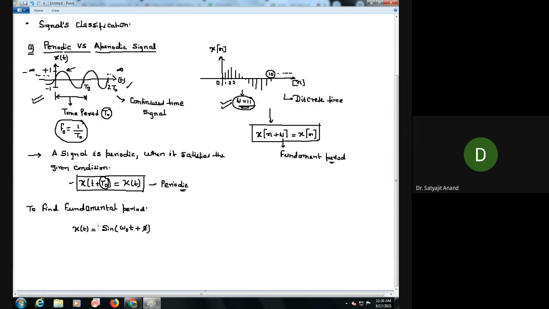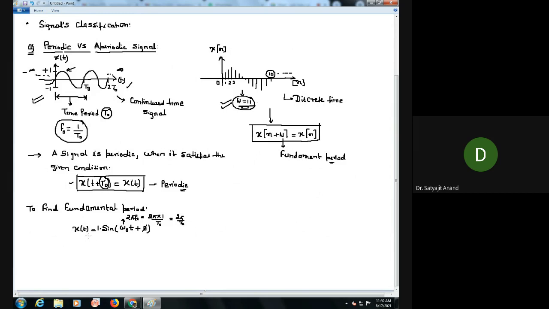So here magnitude is 1, so you mark here 1. This 1 is amplitude, sine omega is frequency, and this omega is basically 2 pi f naught, and this f naught is frequency, and in time period that is 2 pi upon T naught. So this way you can write 2 pi upon T naught. Okay, so this signal is not periodic.